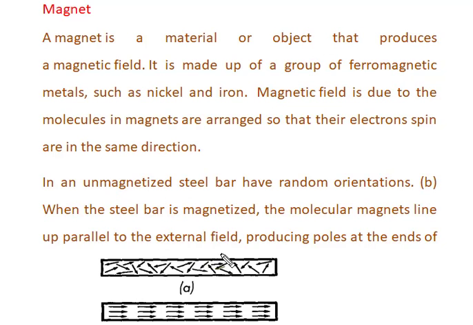In an unmagnetized steel bar, they have random variation. See here, the dipoles are randomly oriented, but in the case of a magnetized steel bar, the molecular magnets are lined up, so they are arranged in an orderly manner. So the electron spins of the atoms and the molecules of the ferromagnetic materials are arranged in an ordered manner, so it produces a magnetic field.